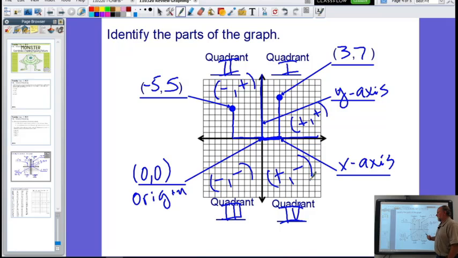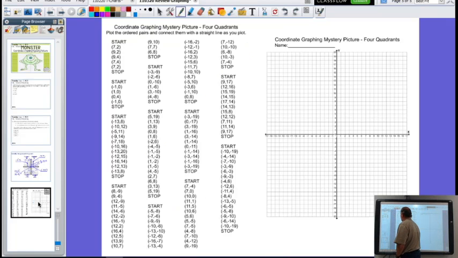Now what we're going to do today is we're going to do one of those little dot-to-dot pictures. Okay, so I'm going to give you a set of coordinates and you're going to graph those. Okay, so everybody's going to get one of these kind of things right here. They're going to get a set of coordinates and they're going to get a graph. Okay, now my graph's kind of small, but I think it'll do okay for what I need you to see. So for those of you that have done these, it says plot the ordered pairs and connect them with a straight line as you plot.